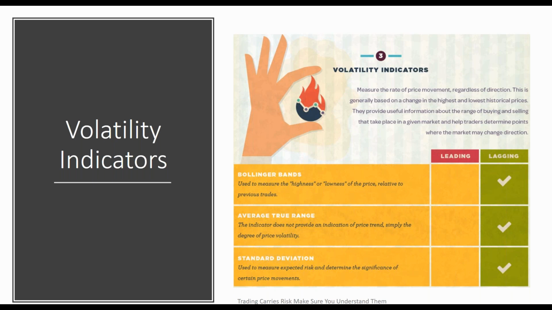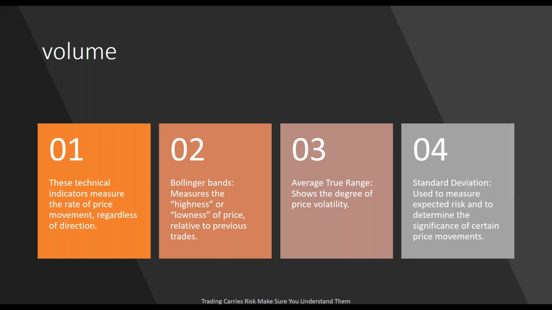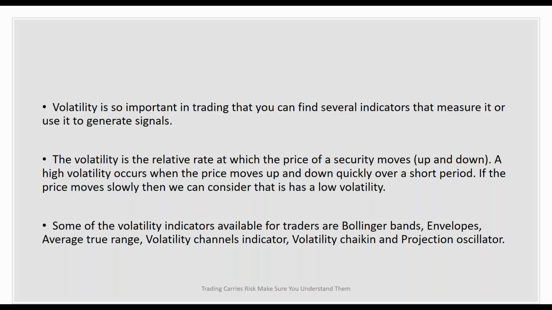Then we have average true range and standard deviation. Remember, they are all lagging indicators. These technical indicators measure the rate of price movement regardless of direction. So we have Bollinger Bands, average true range, ATR, or standard deviation. Standard deviation is a very complicated mathematical calculation that nobody does by hand; computers do it. Volatility is important in trading, so you can find several different indicators that measure it or use it to generate signals. Volatility is the relative rate at which the price of a security moves up and down.